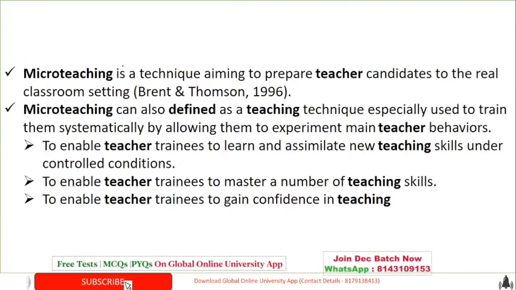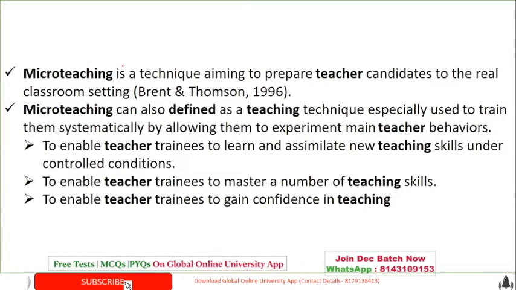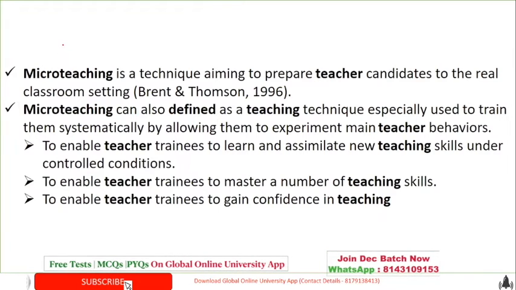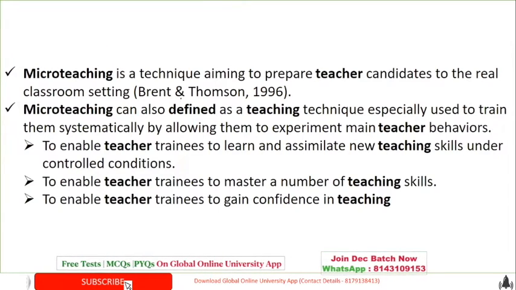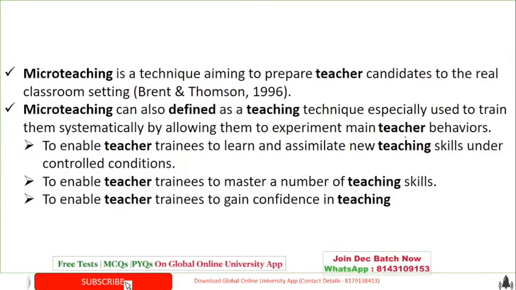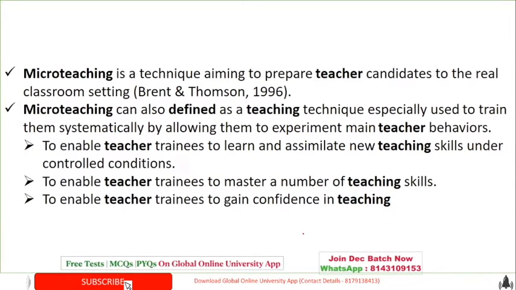Okay. The next topic, there was micro teaching. In the last 2-3 years there was a concept of micro teaching, so I thought I will quickly touch this topic. It is basically a technique which aims to prepare teacher candidates, that is the trainee teacher, for the real classroom setting, which was given by Brenton Thomas. It can also be defined as a technique specially used to train the teacher systematically, by allowing them to experiment with the main teacher behavior, which helps the teacher trainee to learn new skills. It helps them to master a number of teaching skills, and gain confidence in teaching.